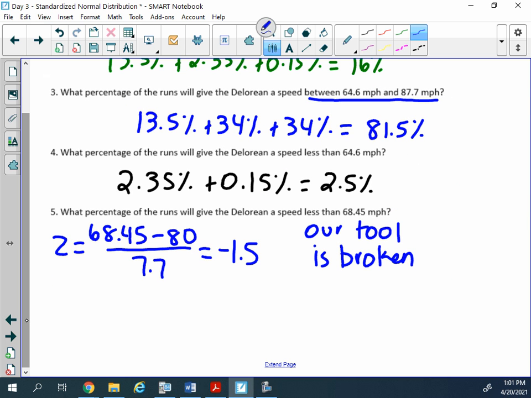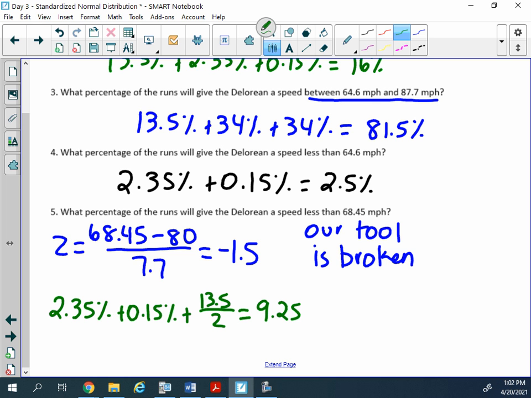So let's go ahead and do that and see what we get, okay? So we kind of already got that 2.5, but I'm just going to rewrite it because I like doing that. Plus 0.15. And this is just us thinking about it, if our negative 1.5 z-score is in between our 1 and our 2, we could take the 13.5% and divide by 2. Now, if we calculate all of this, 13.5 divided by 2 gives us 6.75%, plus the 2.5%, we get 9.25%, okay?